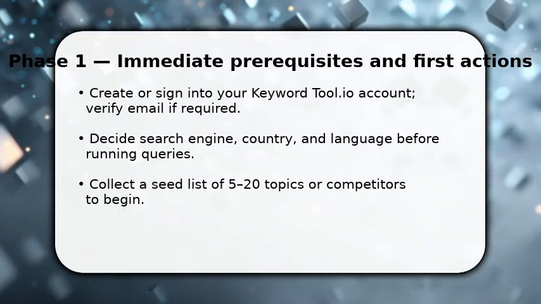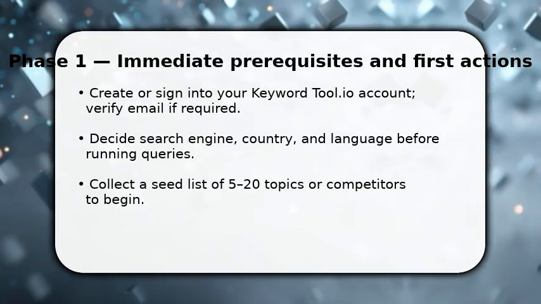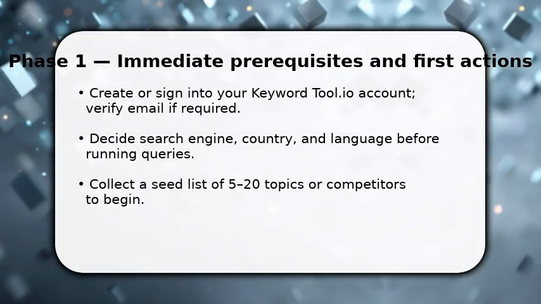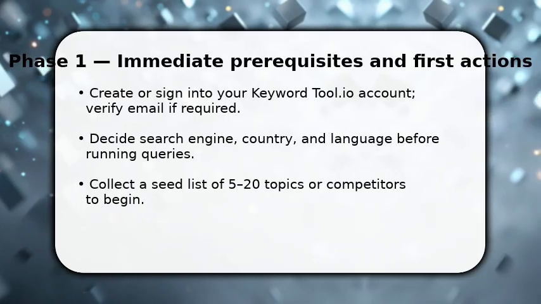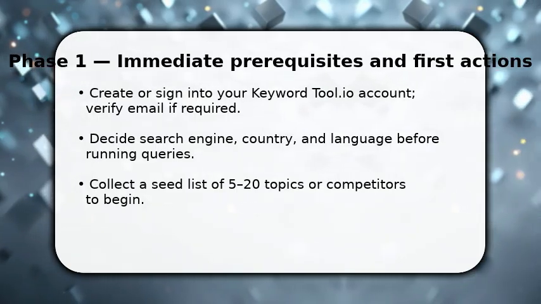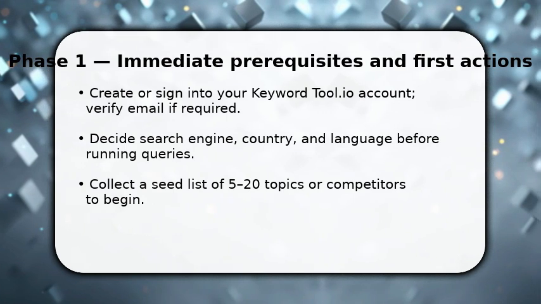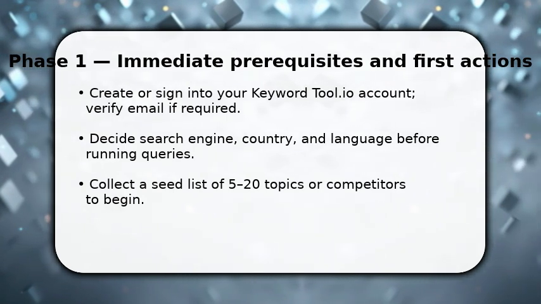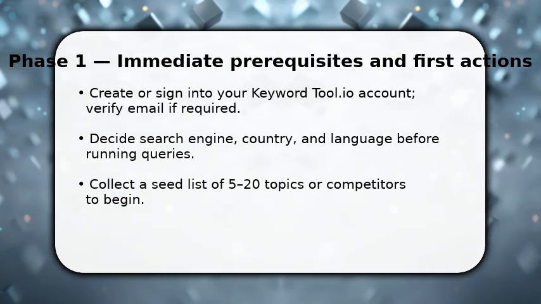Once entered, choose the match type and toggle filters like question or longtail. Make sure to set language. It affects stemming and suggestions. Hit Generate and watch the tool expand your seeds into hundreds of keyword ideas. This begins the data you'll use.